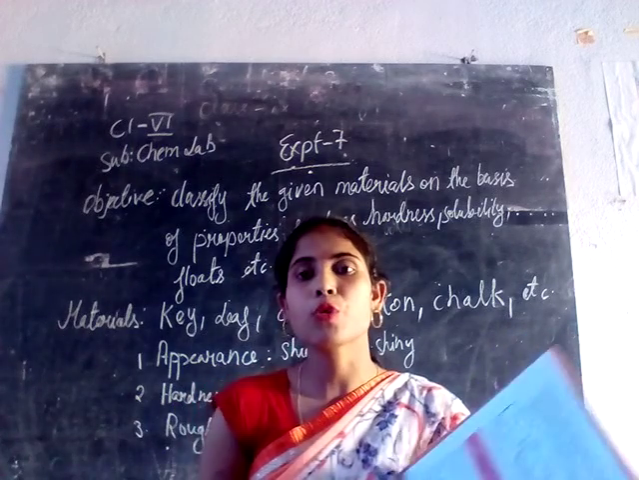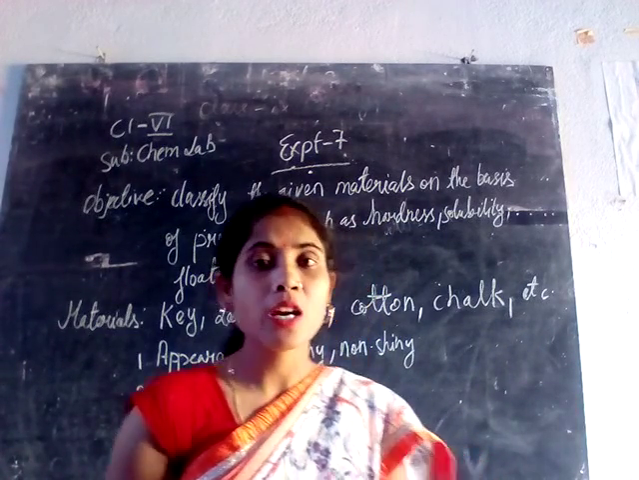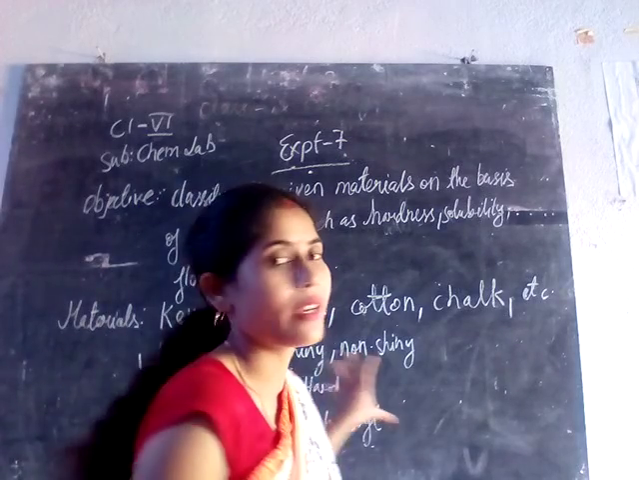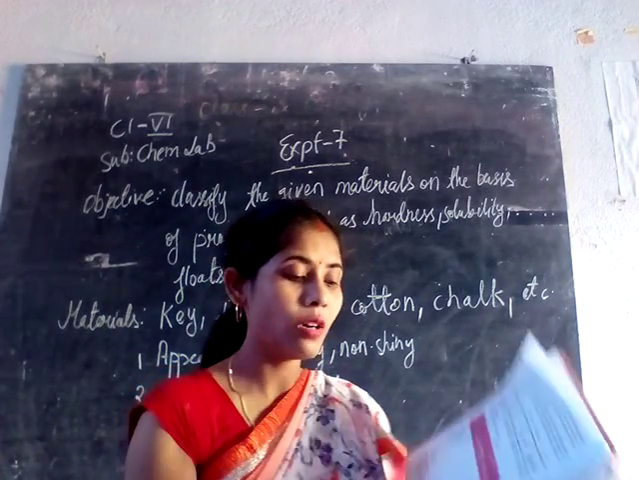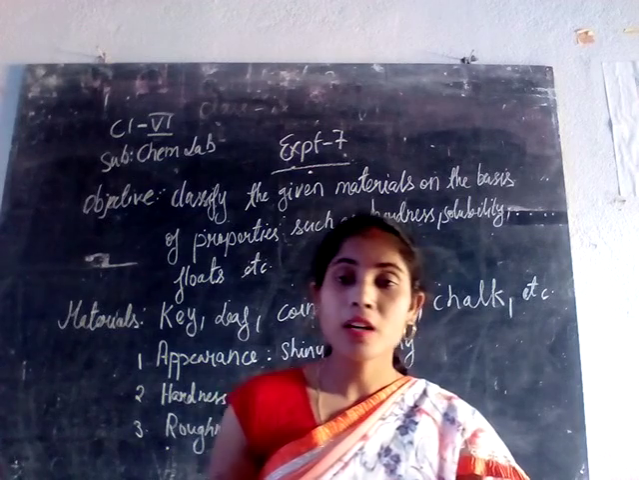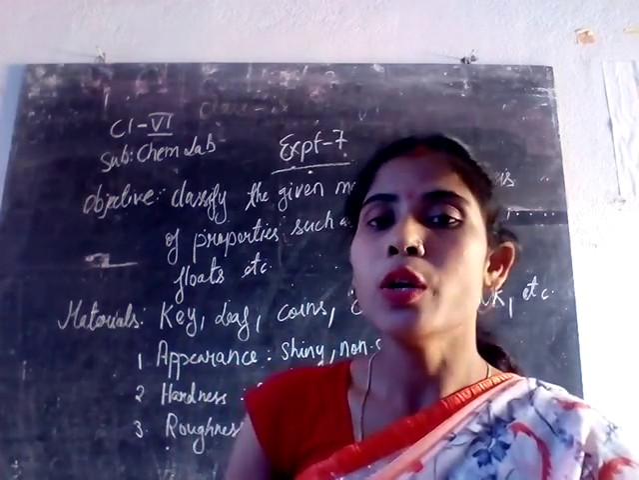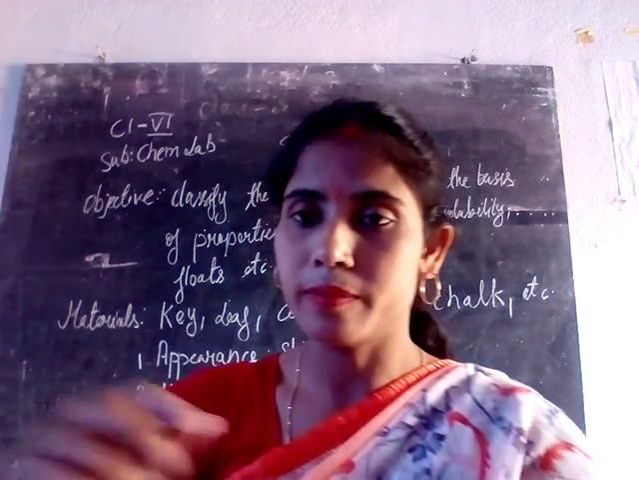This is all about how you will maintain your copy, filling up the index, and then writing the objective, materials required, all the things given in your book. You will write down everything, and you can draw the figures in your blank pages. Now we will go forward to look at how the activity is done.